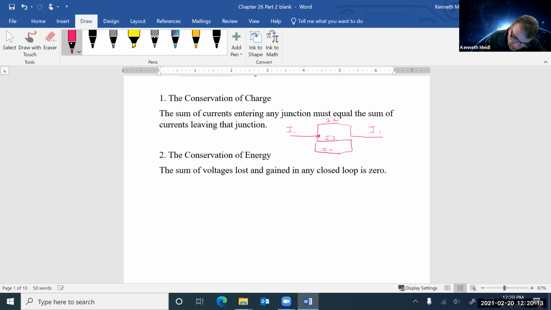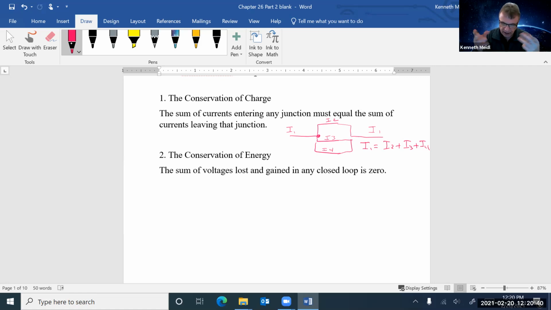In this branch, you may have a different current, depending on what elements are there, whether you've got resistors, capacitors, inductors, different things could be sitting there. But what has to be true here is that I1 has to equal I2 plus I3 plus I4. So if the current hits this junction and breaks into three parts, those three parts have got to add up to what you started with, right?